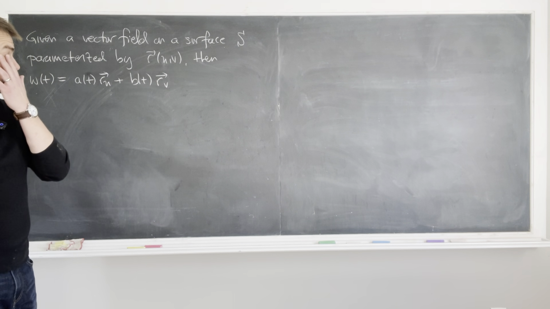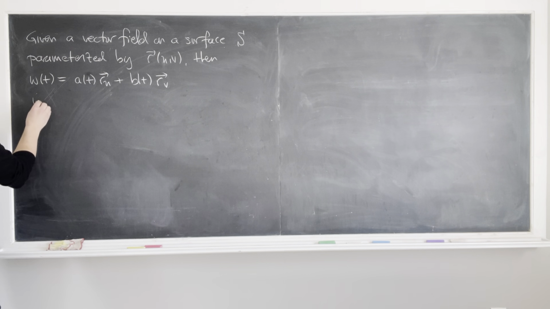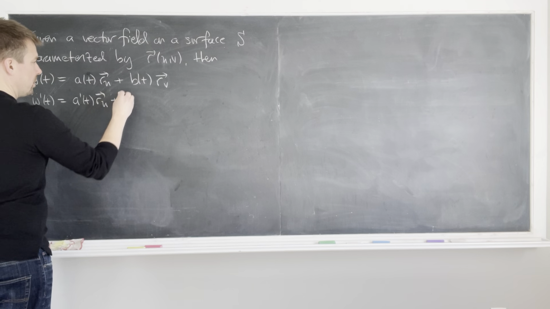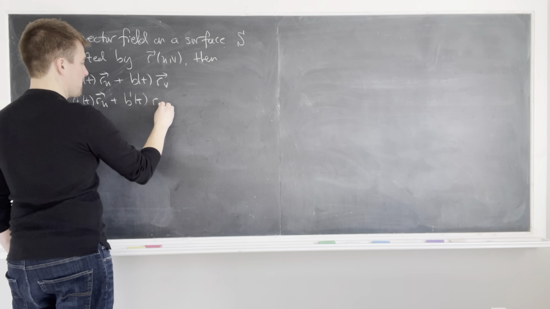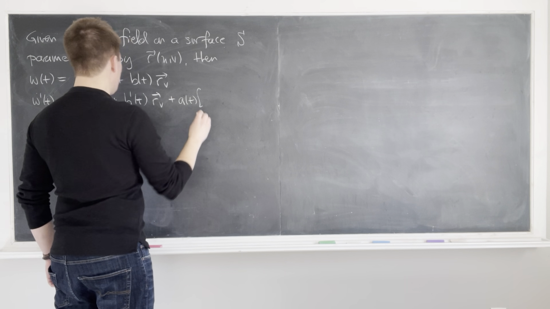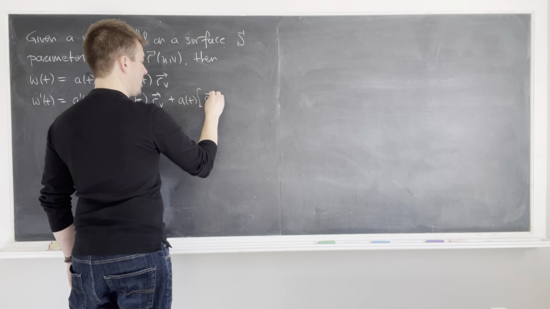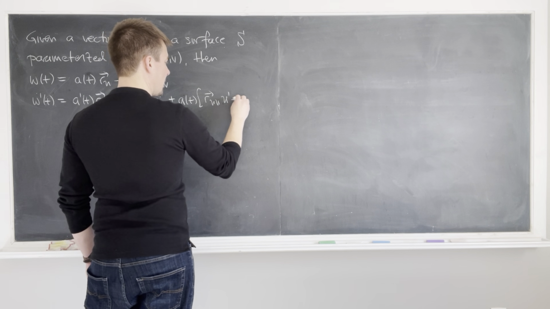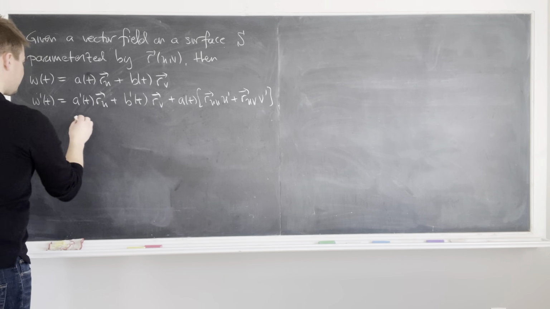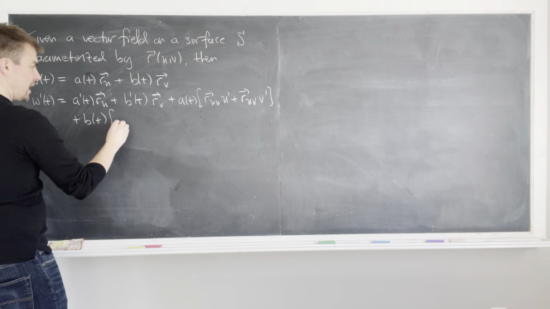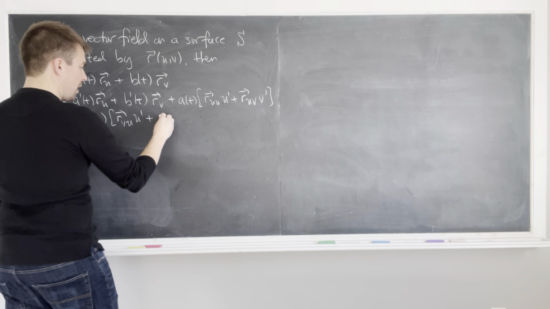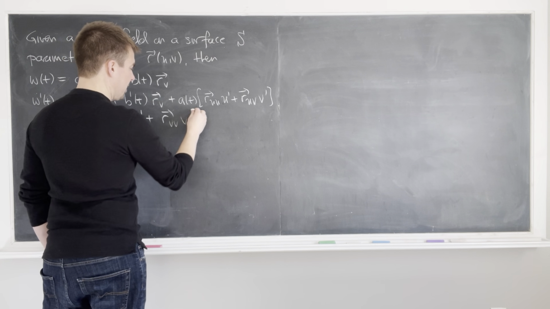Okay, excellent. And so now if I differentiate this, if I look at W prime of t, that's going to be A prime of t R_u plus B prime of t R_v plus A of t, and then R_uu times u prime plus R_uv v prime, and then plus B of t times R_vu u prime plus R_vv v prime, like that.